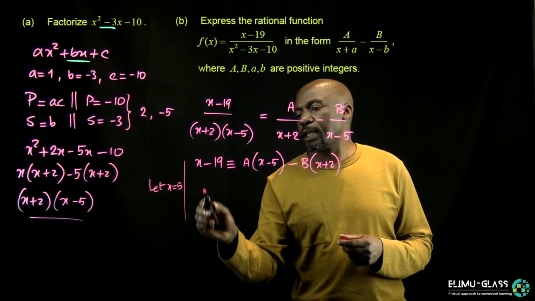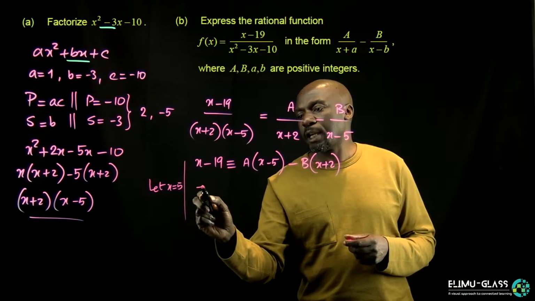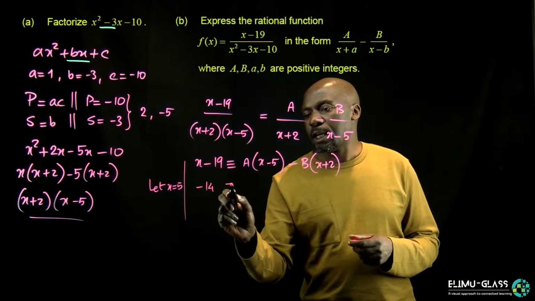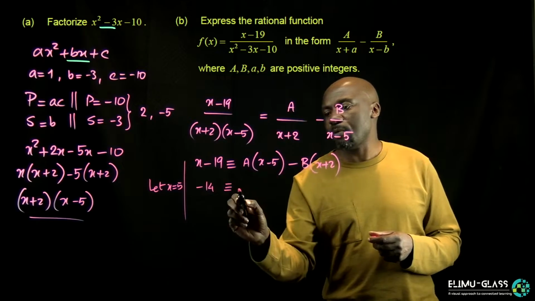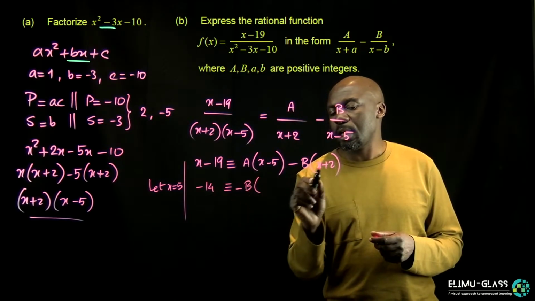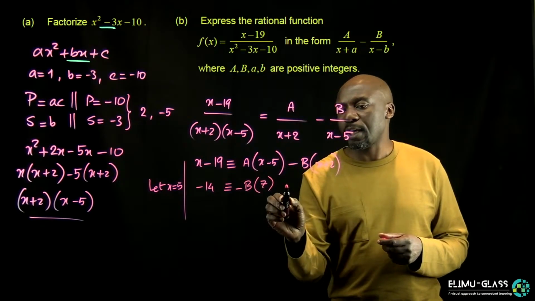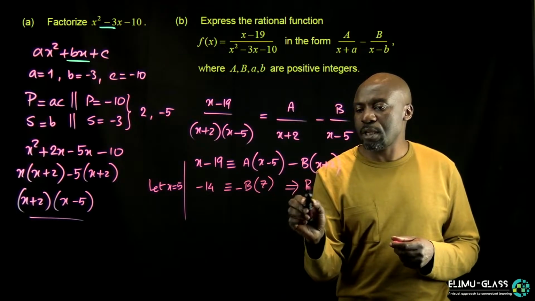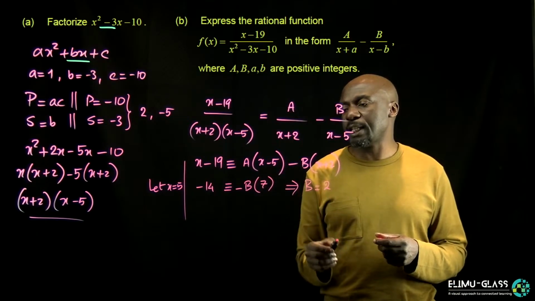If we do that, then now the left-hand side of this expression here becomes negative 14. And the right-hand side, this has gone. And so we end up with minus of b into 5 plus 2, which is 7. And that gives me a value of b as positive 2. So I found b by eliminating a.